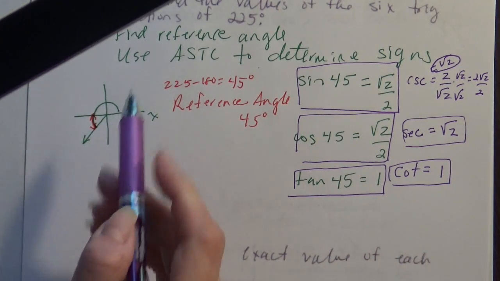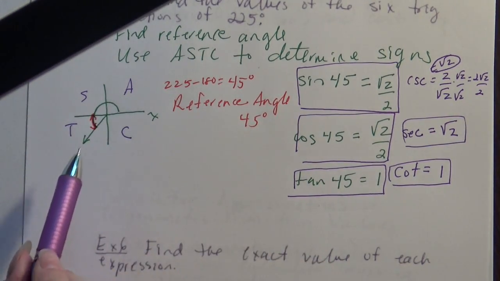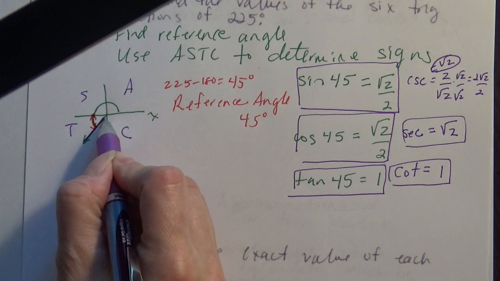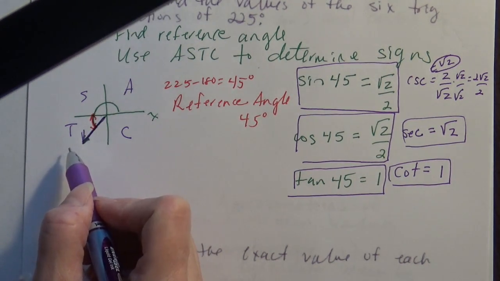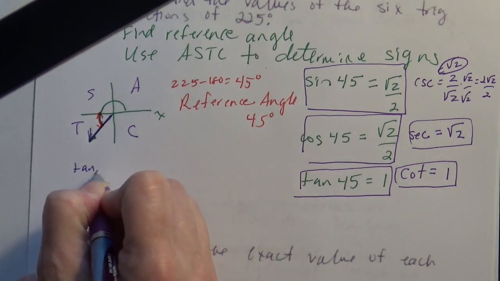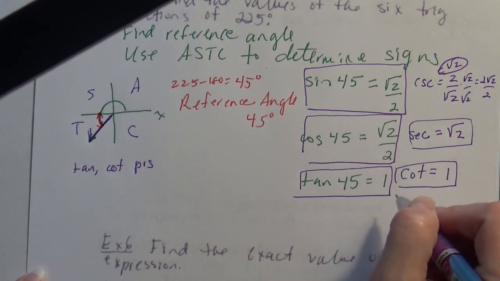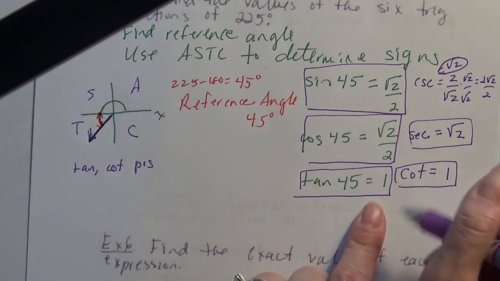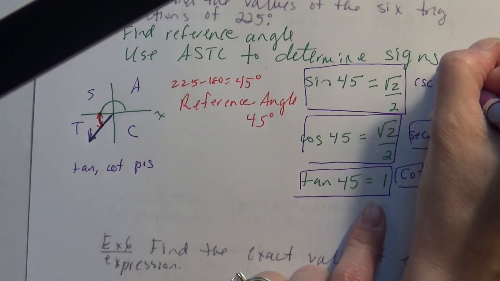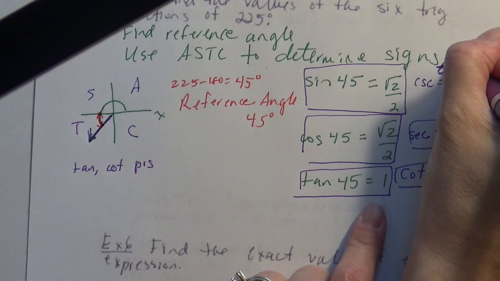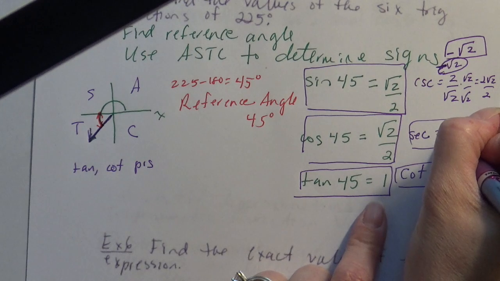So starting in quadrant 1, we know that all silver teacups, because our angle is in quadrant 3 down here, that means that only tangent and cotangent are positive. So tangent and cotangent are positive. All the others are going to be negative. So we'll come over here. These two are going to be positive, but all the other ones need to be negative. So cosecant should be negative square root 2. Let me rewrite that. Negative square root 2 for cosecant. Secant is also going to be negative square root 2.